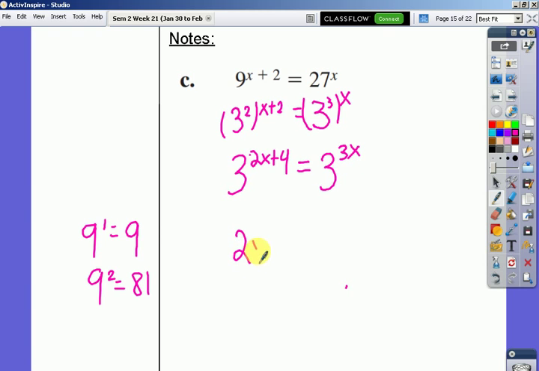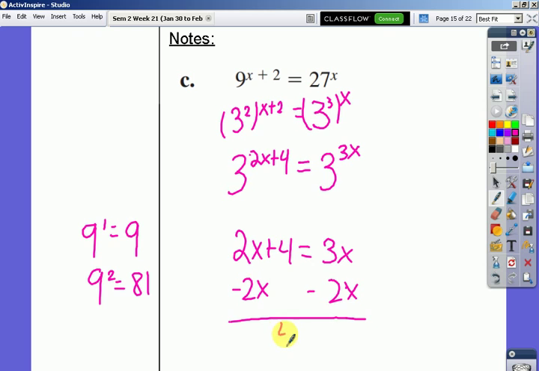Okay, 2x plus 4 equals 3x, subtract 2x, subtract 2x. 4 plus x. X equals 4. Does that make sense? Well, 2 times 4 is 8, 8 plus 4 is 12, and then 3 times 4 is also 12. So in both cases, we're dealing with 3 to the 12.